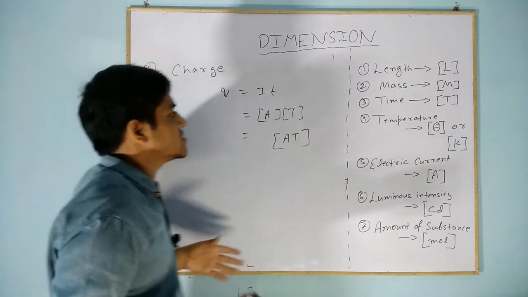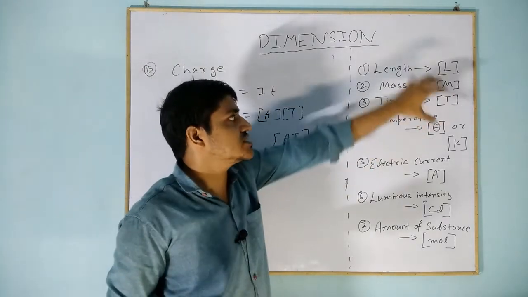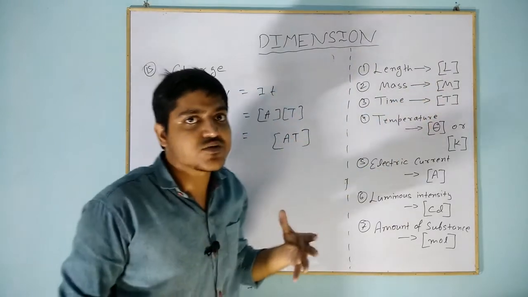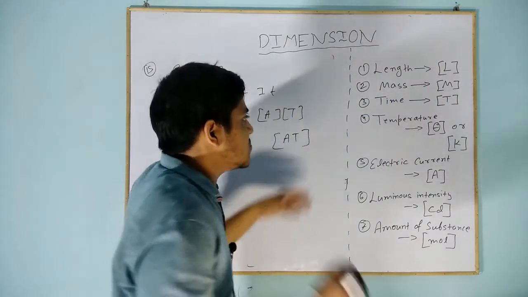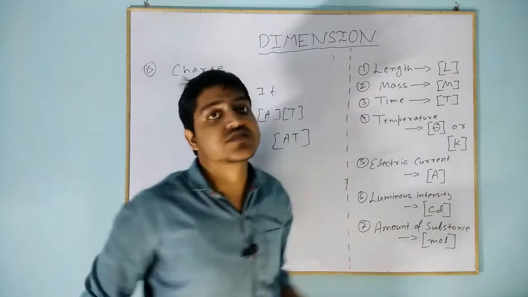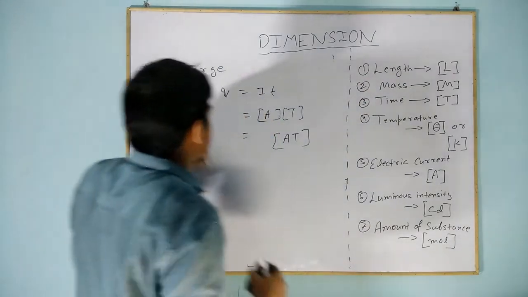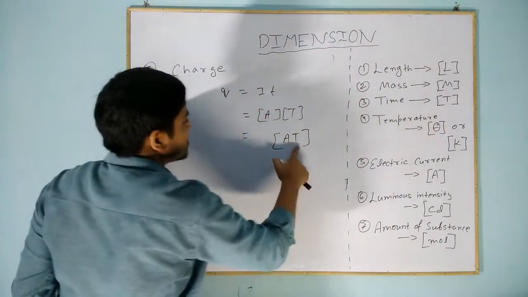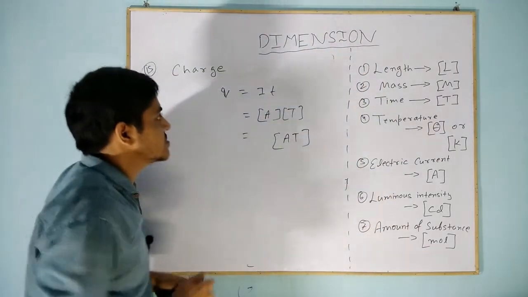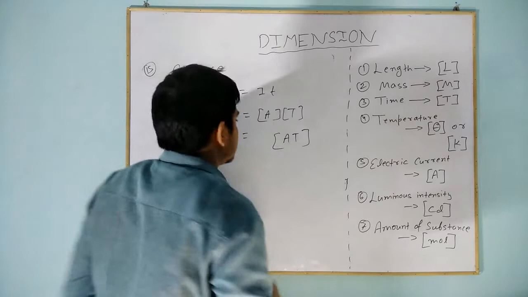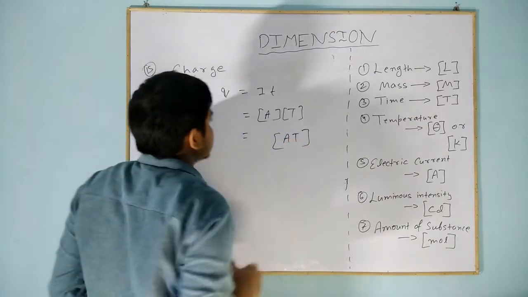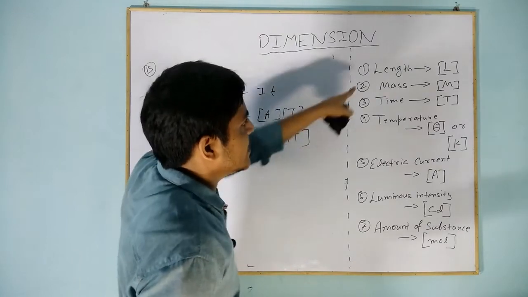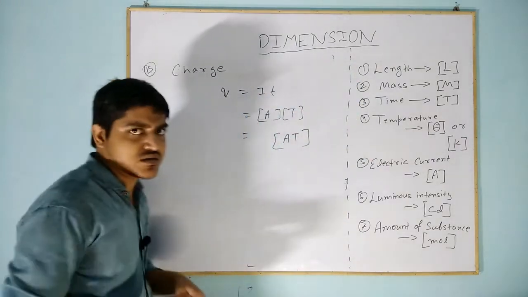See, it is not always necessary that we will get the dimensional formula in terms of M, L, and T, because any physical quantity may depend upon one or more of the remaining 4 fundamental physical quantities also. Here, charge doesn't depend upon length and mass. It only depends upon time and current. So we are getting the dimensional formula as AT. This time it is not necessary to mention length and mass in this formula.